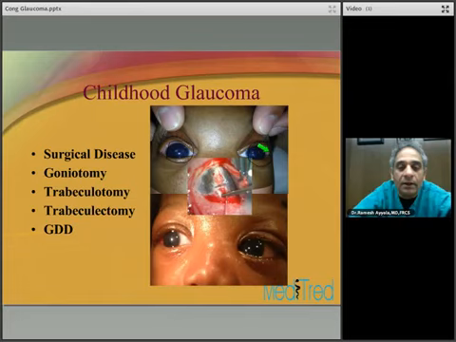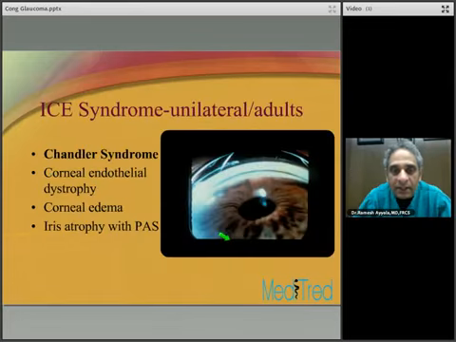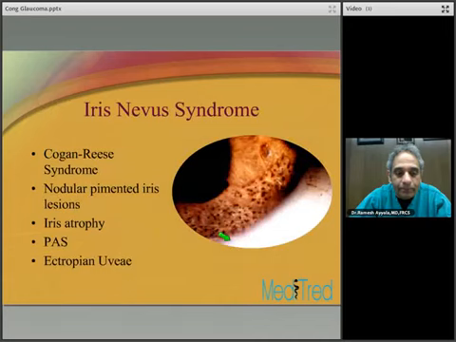It is most commonly a unilateral disorder that is seen in adults between 20 and 40 years of age, and can be classified into Chandler syndrome, wherein the corneal endothelial dystrophy is associated with corneal edema and iris atrophy with peripheral anterior synechiae, or the Cogan-Reese syndrome, or iris nevus syndrome, which is associated with nodular pigmented iris lesions, iris atrophy, peripheral anterior synechiae, and ectropion uveae, as is seen in this picture here.